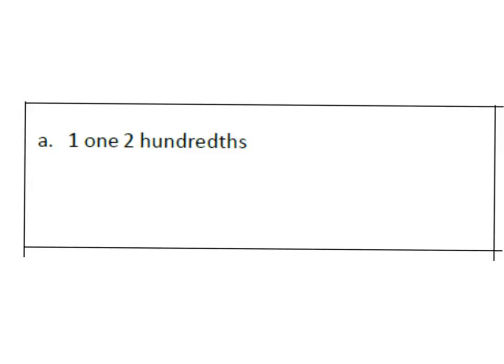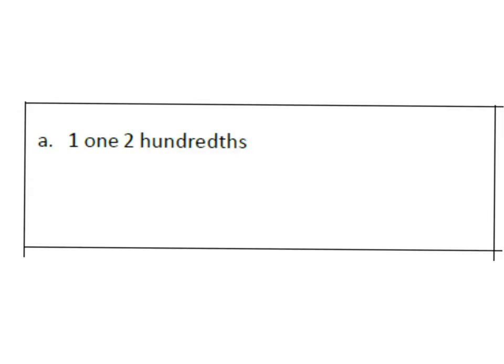Look at number 3. It says to write the equivalent fraction and decimal for each of the following numbers. Look at letter A. We have 1 and 2 hundredths. Go ahead and write that as a fraction and as a decimal. Pause the video while you work and replay when you are ready to check it.